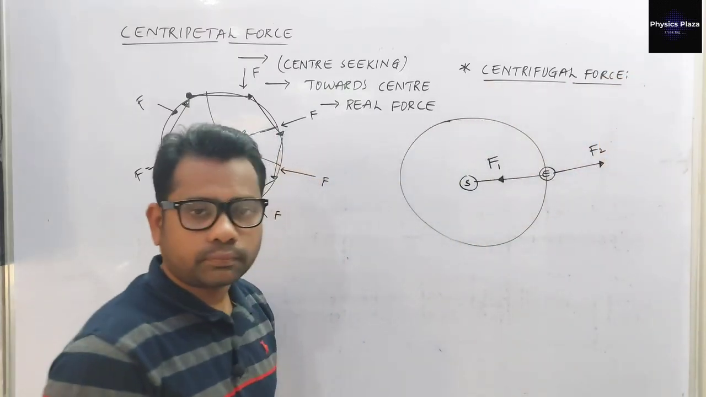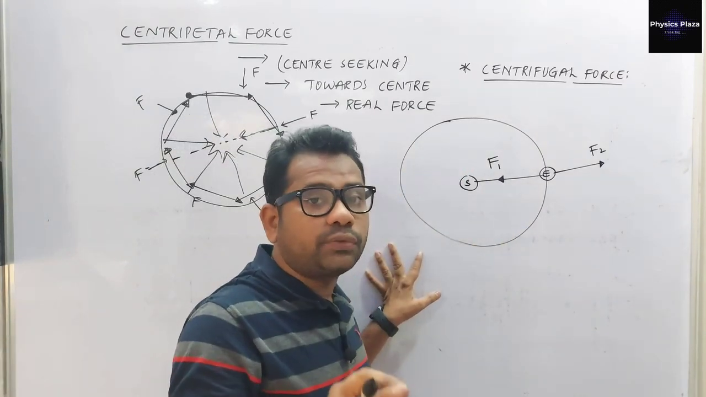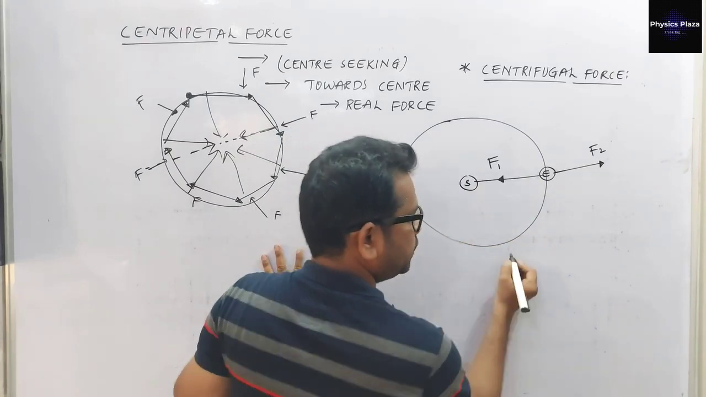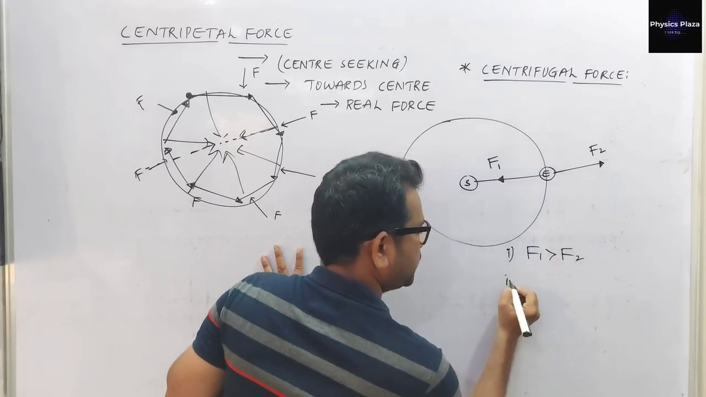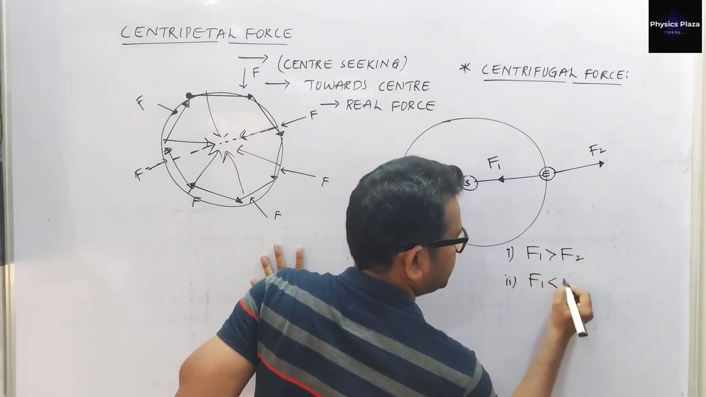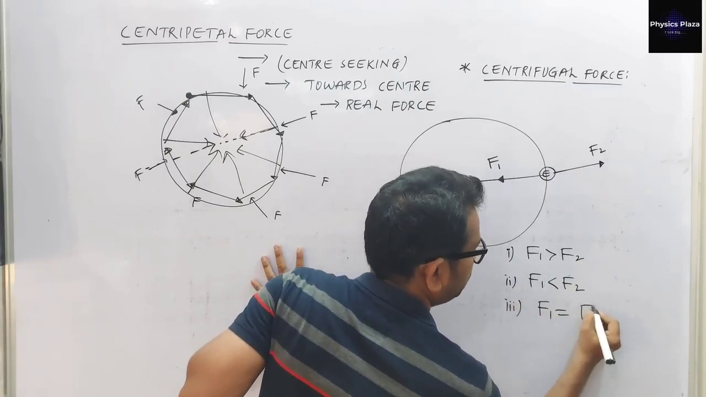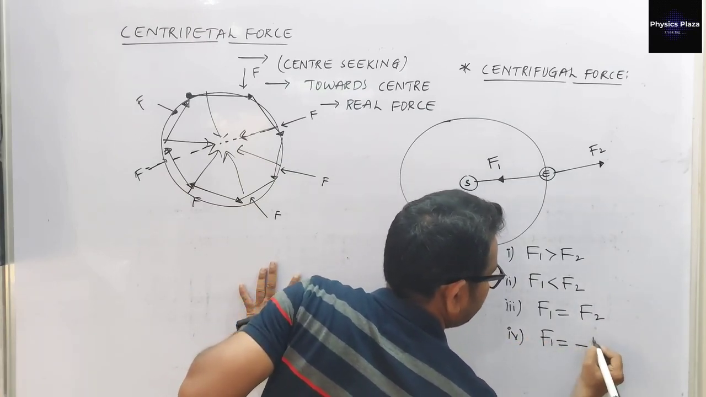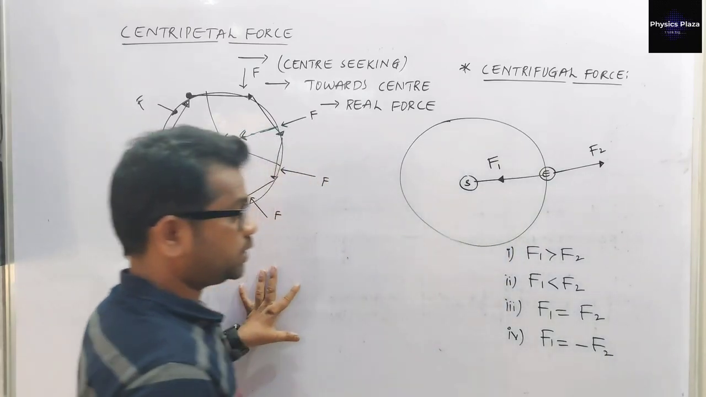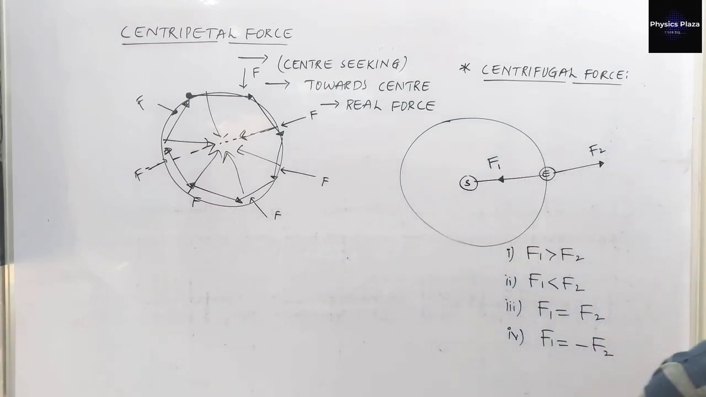Now here, children, I'll give you four options. You should tell which of the following options is right. Okay, now look here. First option, F1 is greater than F2. Second option, F1 is less than F2. Third option, F1 is equal to F2. Fourth option, F1 is equal to minus F2. So out of these four options, children, which option is right and why? Come on, pause the video and comment your answer, children.